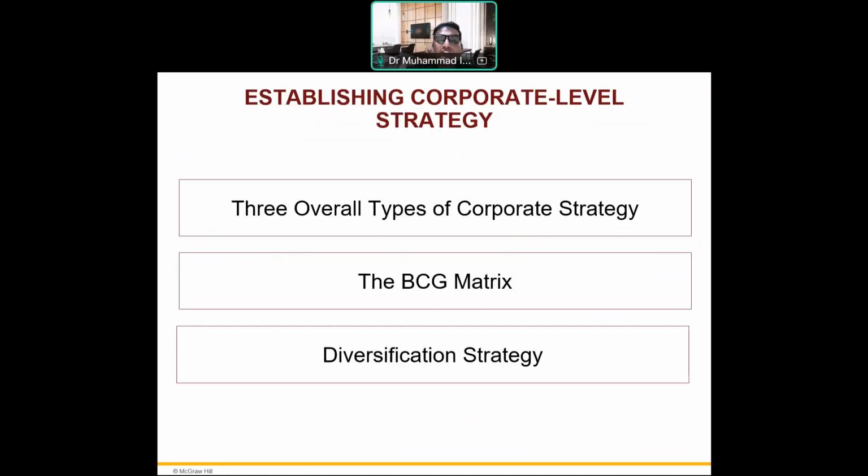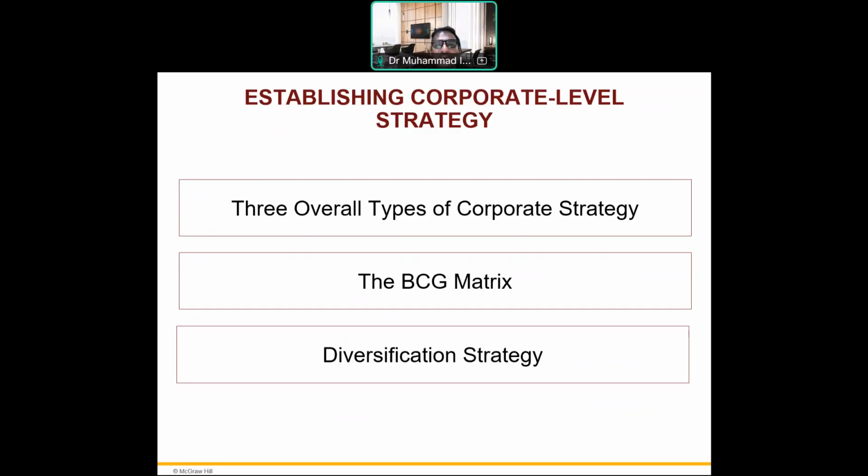Okay. So further, the second section of the two-day chapters. Three overall types of corporate strategy: the BCG matrix and diversification strategy. Let's see, now I'm going to discuss one by one in further detail. Before this, we discussed what a corporate strategy, business strategy, and functional strategy are, and how to evaluate and formulate the strategy using different methods like SWOT analysis, VRIO analysis, and future forecasting to collect the information to build the strategy.